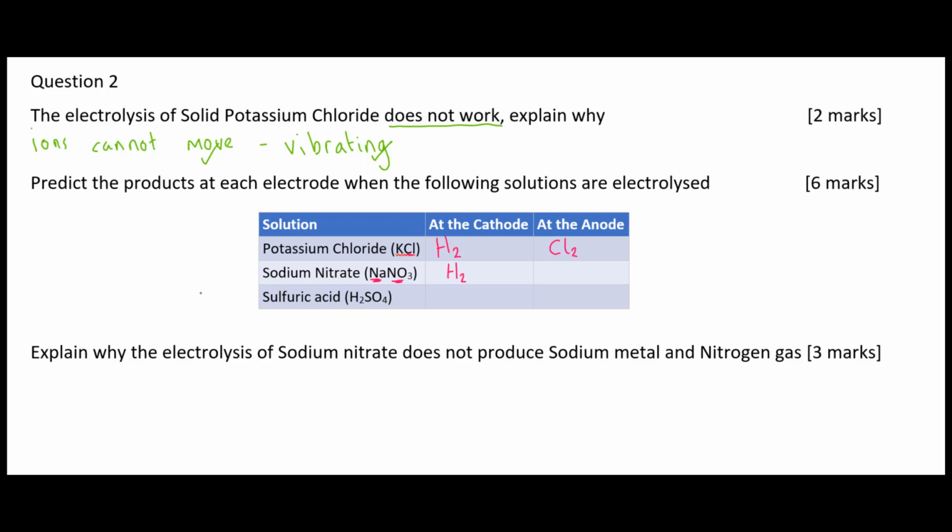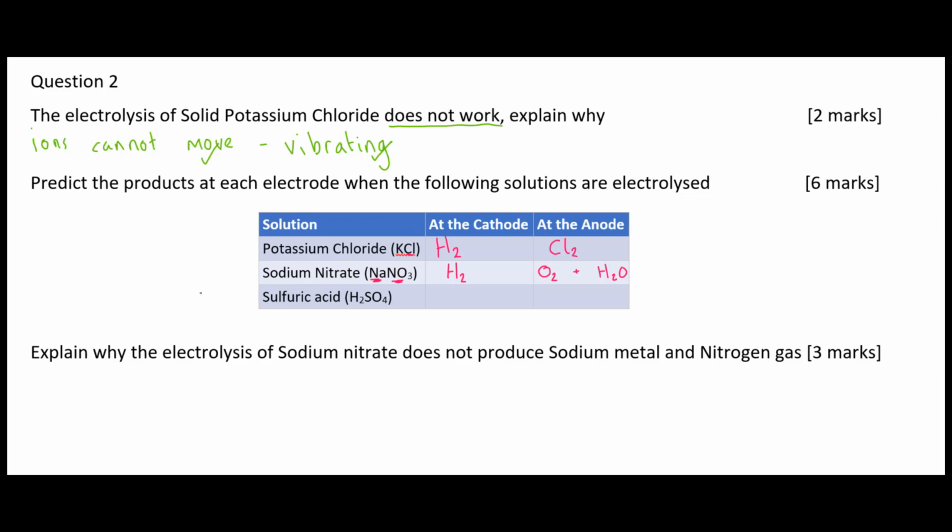And at the anode, some people may think that you would get a nitrate gas or a nitrogen gas, and this isn't true. Whenever the halide is not present in the solution, you will still see a gas, but it would be oxygen. And you would also have some water being produced. This is our final solution, sulfuric acid, or H2SO4.